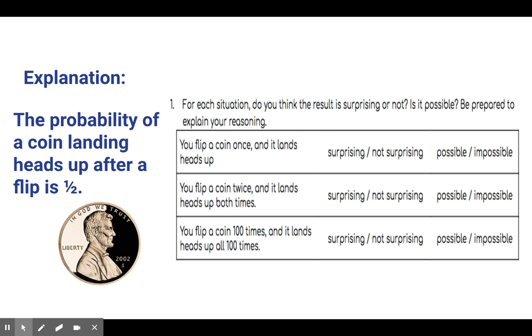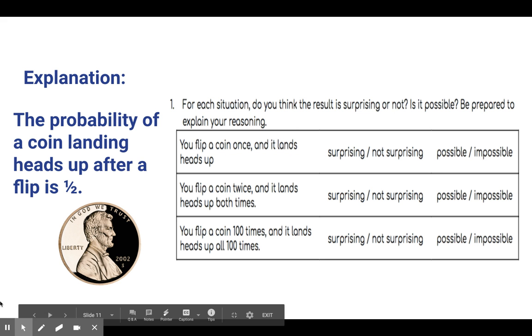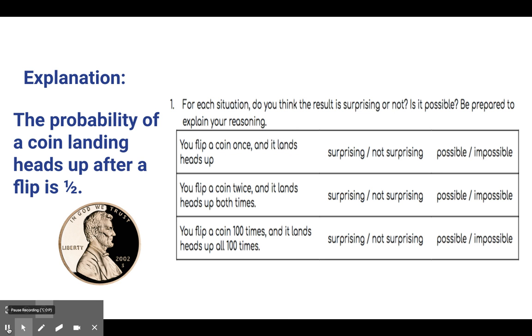So it says for each situation, do you think that the result is surprising or not? And then we want to know, is it possible? And then be prepared to share your reasoning. So in your student companions under number 1, where it says A, B, and C for explanation, you are just going to write surprising or not surprising, and then possible or impossible.